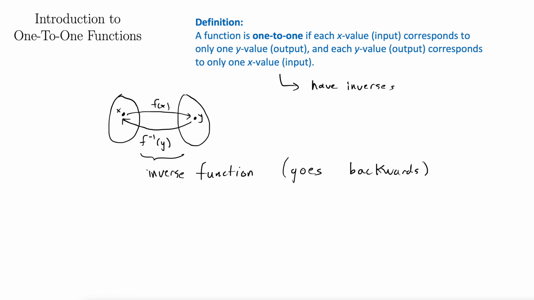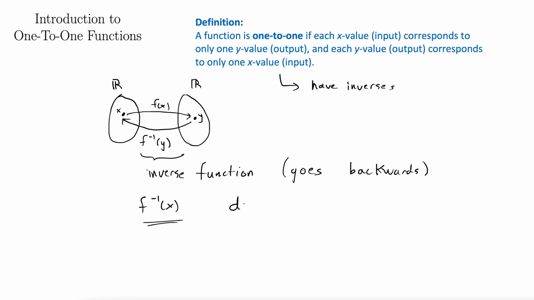Now, we don't usually write f inverse of y, because we're going from the real numbers to the real numbers, and when we go back, we're also going from the real numbers. So usually we write this as f inverse of x. We just say f of x going out and then f inverse of x coming back.